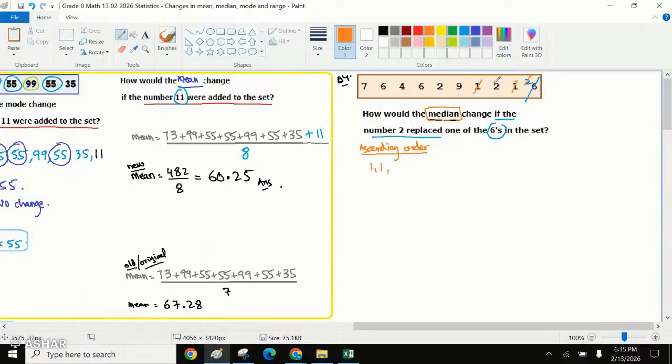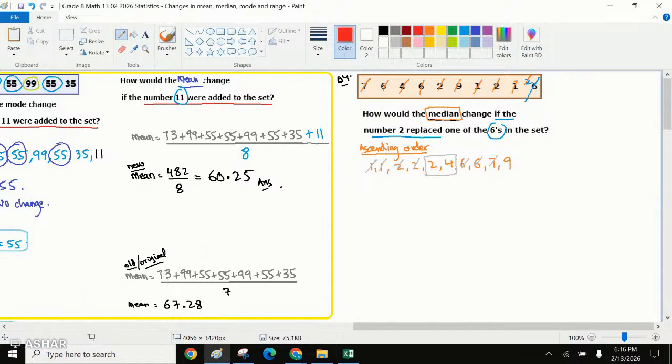How many 2s do we have? 1, 2, and 3. Three 2s. Then the next number we have is a 4, one 4. Then we have 2 values of 6. Agreed? Then we have 1 value of 7 and 1 value of 9. Once we have the numbers in ascending order, we start cancelling out. First, last, this, right? So we are left with 2 numbers in the middle.